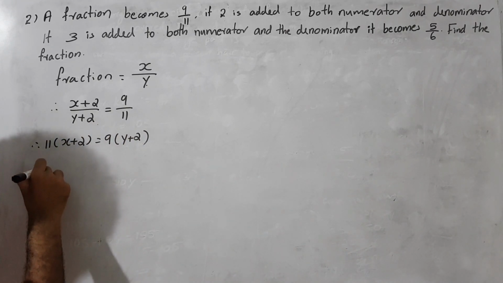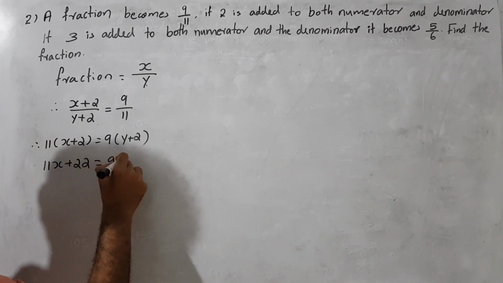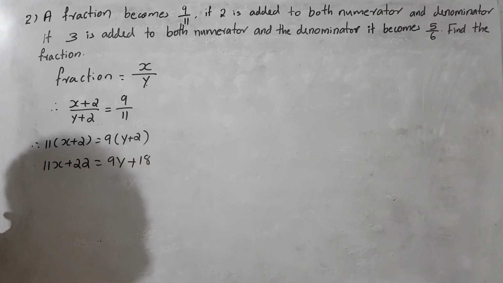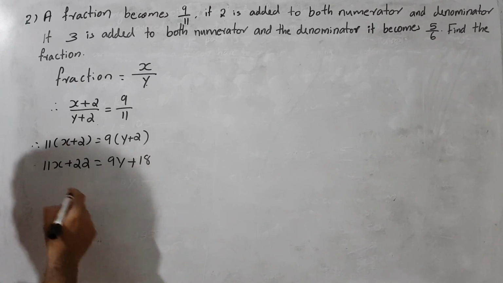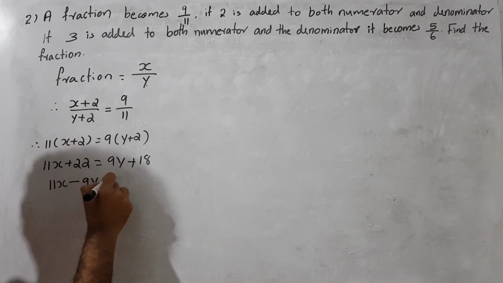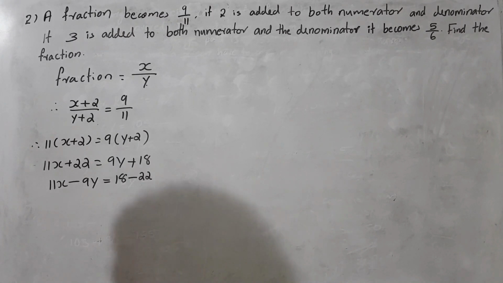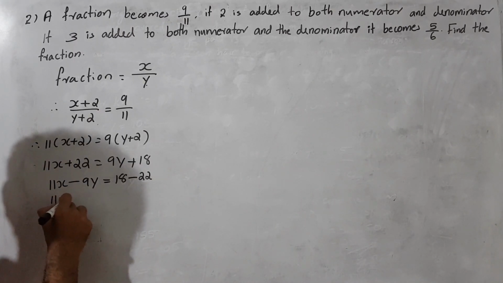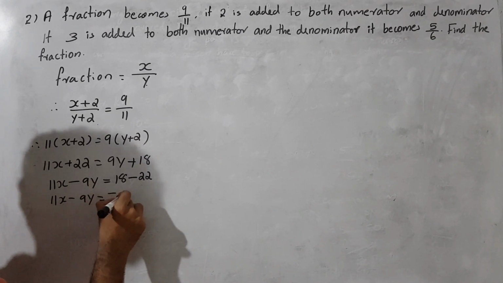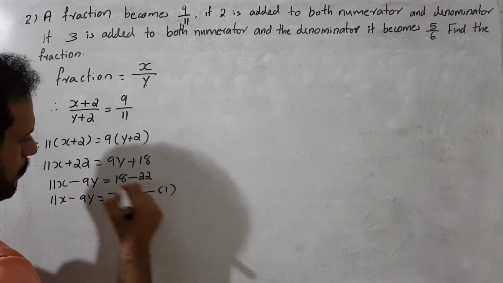Then expand the bracket. 11x plus 22 is equal to 9y plus 18. So we take the variables on one side and numbers on the other side, correct? Then 11x minus 9y is equal to 18 minus 22, which is equal to minus 4. 11x minus 9y is equal to minus 4, that is equation 1.